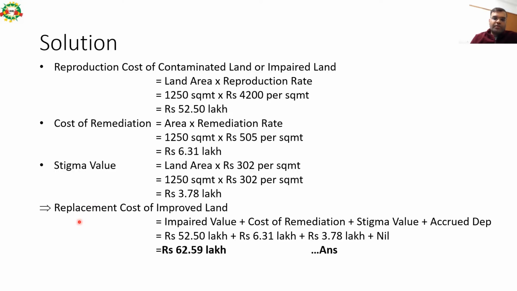Thus the replacement cost of improved land is equal to impaired value, which is the property value of the contaminated property, plus cost of remediation, plus stigma value, plus accrued depreciation. Since accrued depreciation is given as nil in the question and these three values have been calculated, 62.59 lakhs is the replacement cost new, RCN, of the improved land. If the property was not contaminated and it was a new property, then the value of the land should have been equal to 62.59 lakhs.